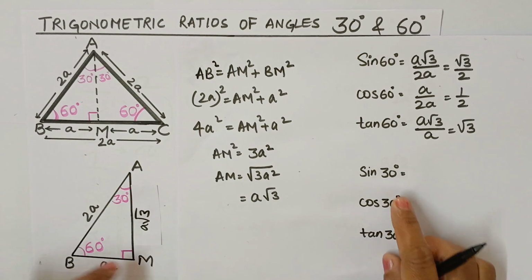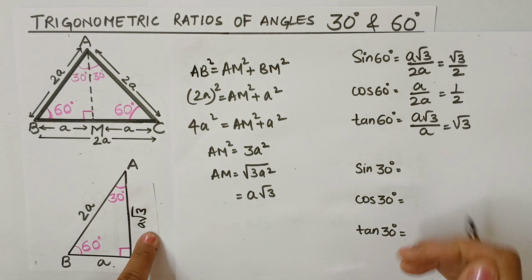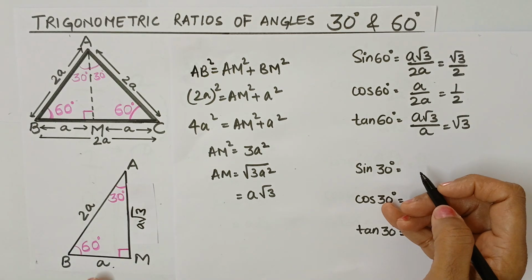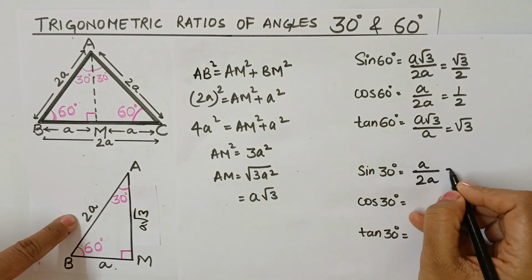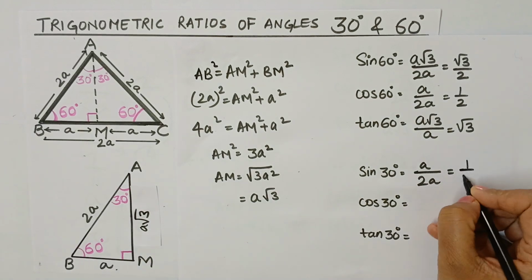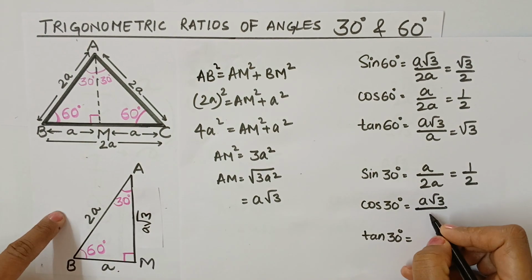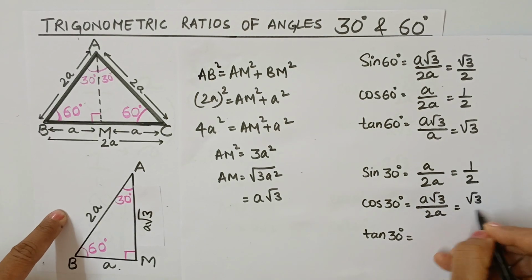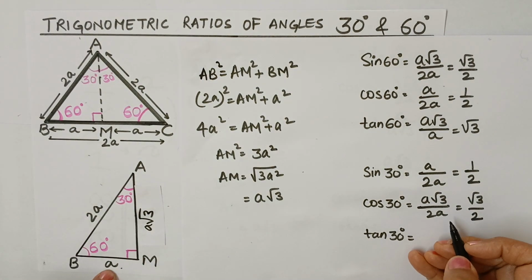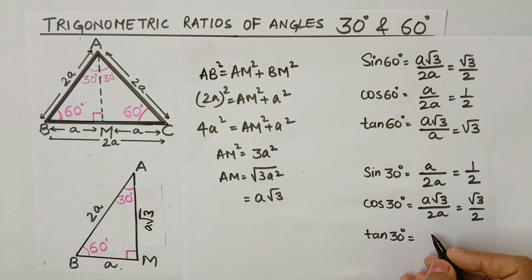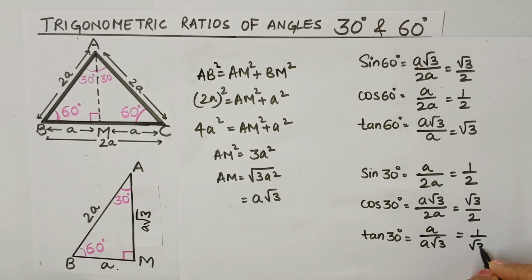Now for sine 30 degrees, the perpendicular is this and the base is this, and the hypotenuse will be the same. So perpendicular by hypotenuse, sine 30 degrees, we will get 1 by 2. Cos 30 degrees is base by hypotenuse, which is equal to root 3 by 2. And tan 30 degrees is perpendicular by base, that is a by a root 3, which is equal to 1 by root 3.